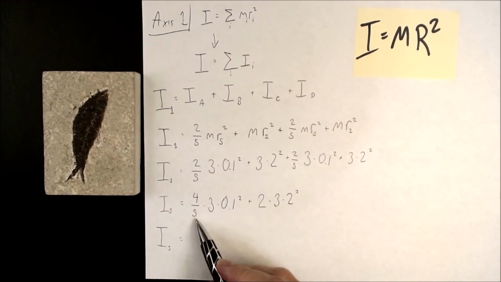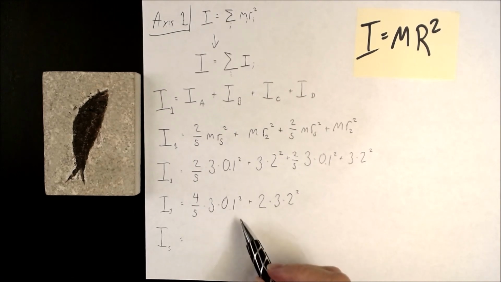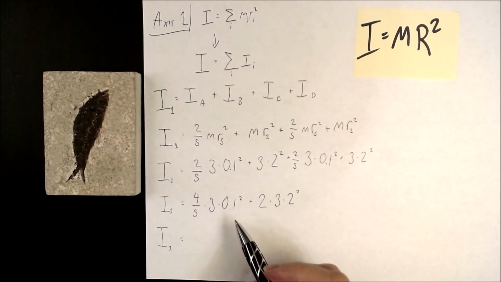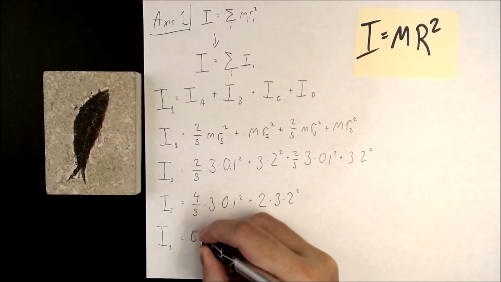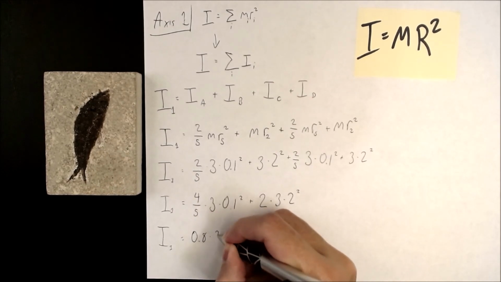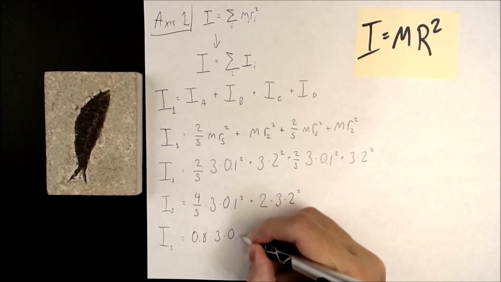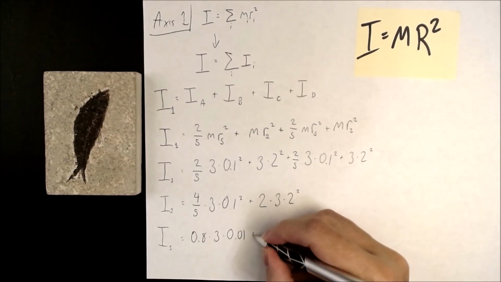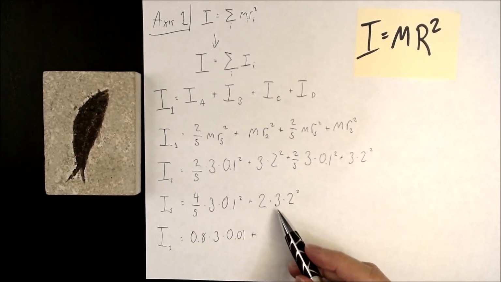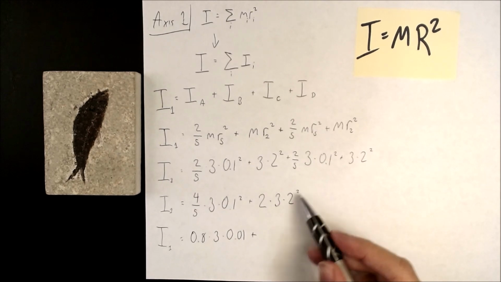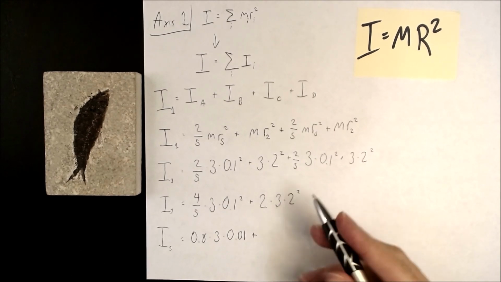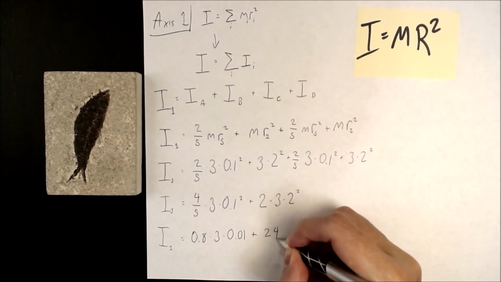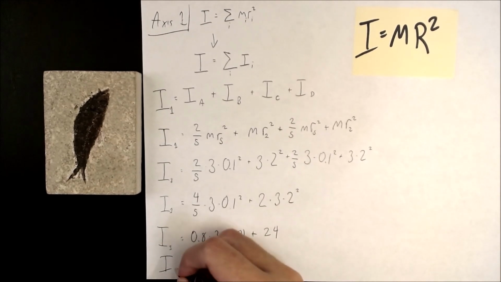Okay, what is 4/5 times 3 times 0.1 squared? Well, 4/5 is the same as 0.8 times 3 times 0.01. 0.1 squared is 0.01. And then we've got 2 times 3 times 2 squared. 2 squared is 4, times 2 is 8. 8 times 3 is 24.